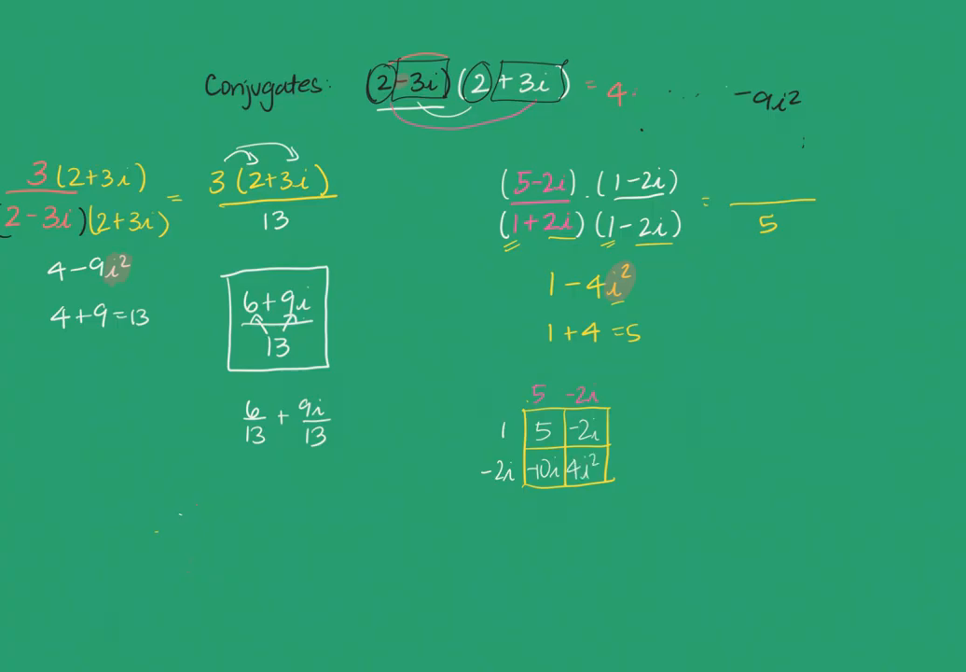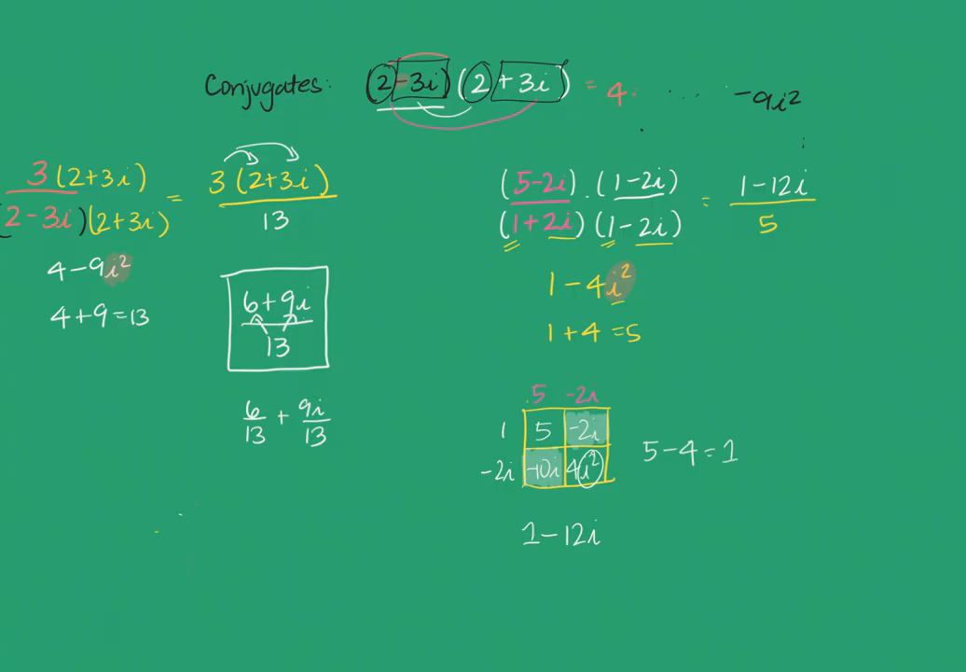And now we can just set about collecting our like terms. So our like terms, we've got these two, negative 10i and negative 2i, is going to make negative 12i. We have a 5, and remember, i squared is negative 1, so we have 5 minus 4. And that's going to equal 1. So we have 1 minus 12i.